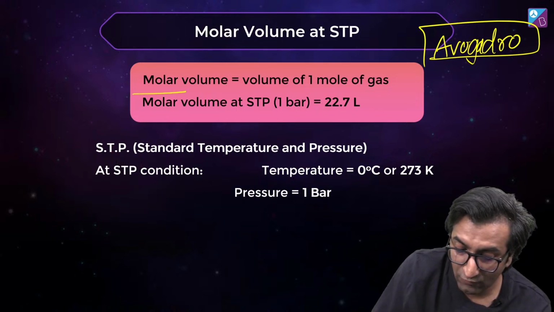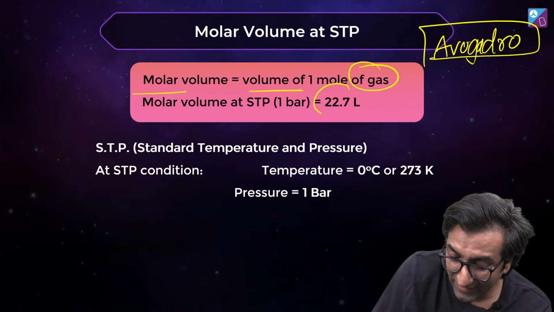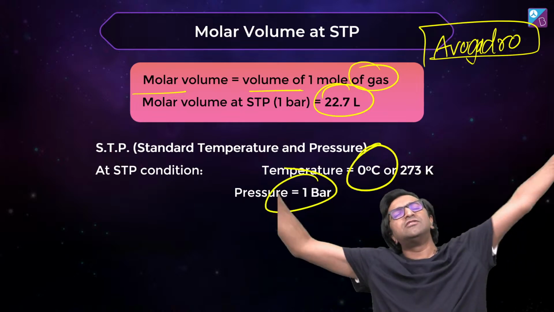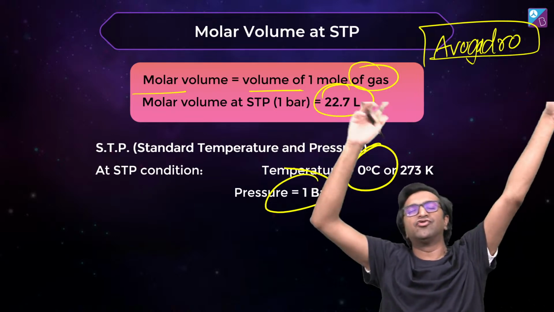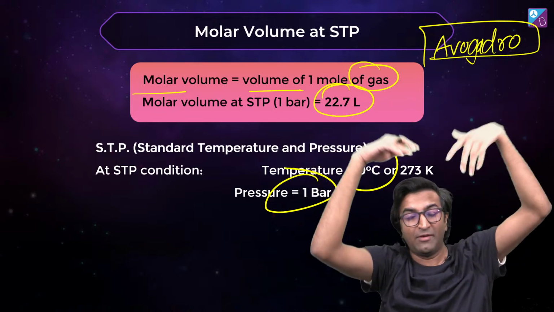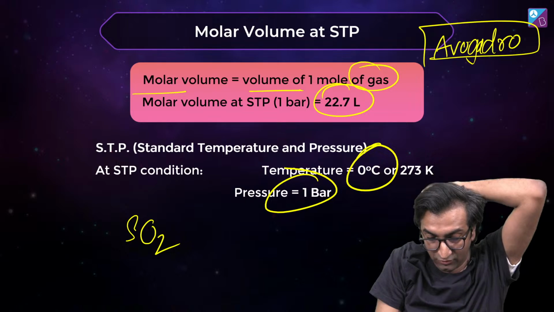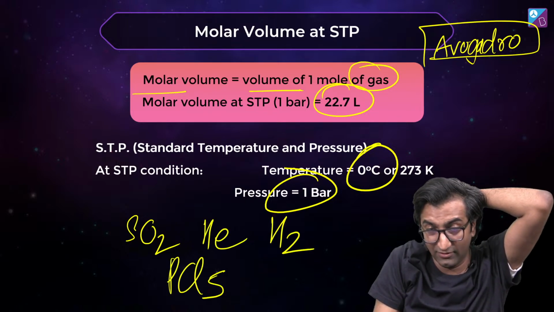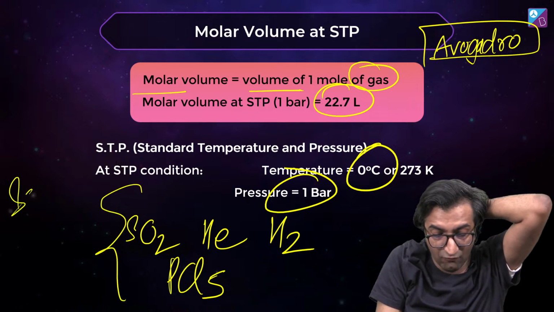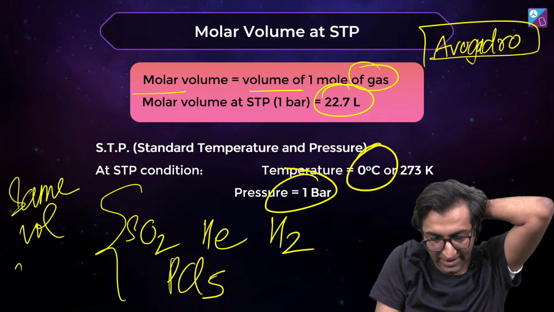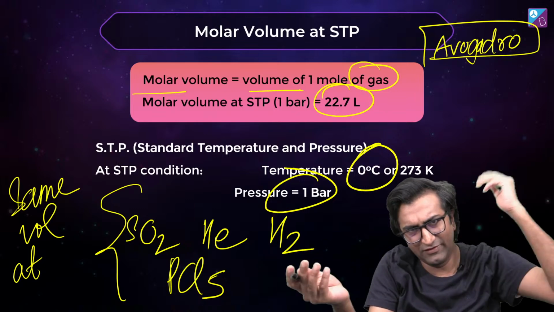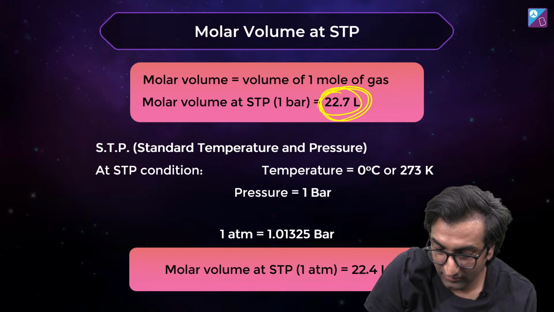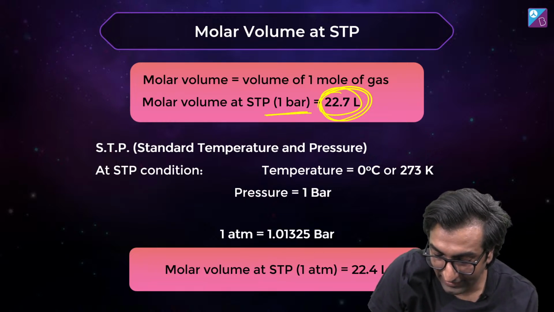So anyway, molar volume is the volume of 1 mole of a gas, and it's always constant at this temperature. This is mind-blowing. It doesn't matter which gas you take: helium, hydrogen, monatomic, diatomic, triatomic, SO2, He, H2, PCl5, that's also a gas. All of them have the same volume at a fixed temperature. That's crazy. 22.7 liters is the volume at 1 bar and 0 degrees Celsius.